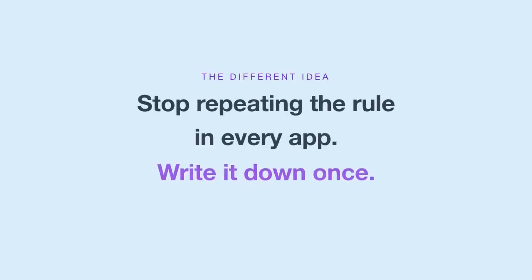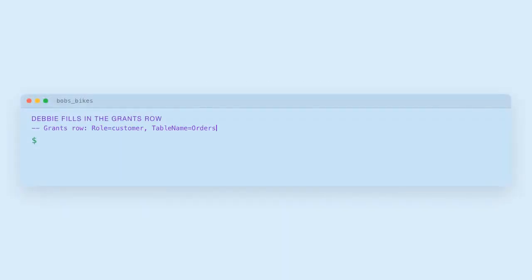Stop repeating the rule in every app and write it down once, not as code, as a row in a rulebook. Developer Debbie fills in exactly one row. Customers, the orders table, only the rows that belong to them. And the reason, in plain English: you can look up what you ordered. You cannot look up what anyone else ordered.